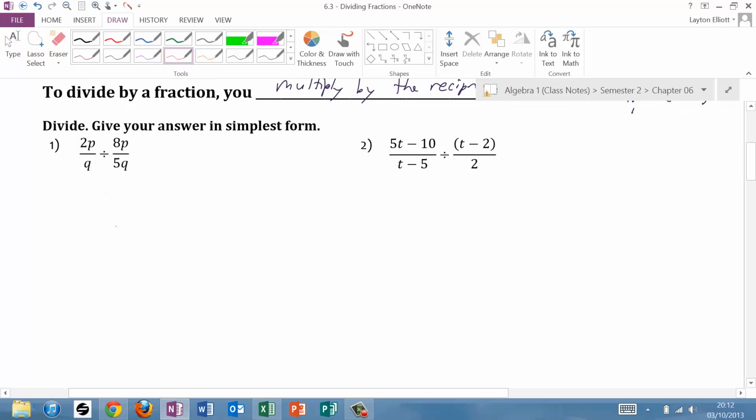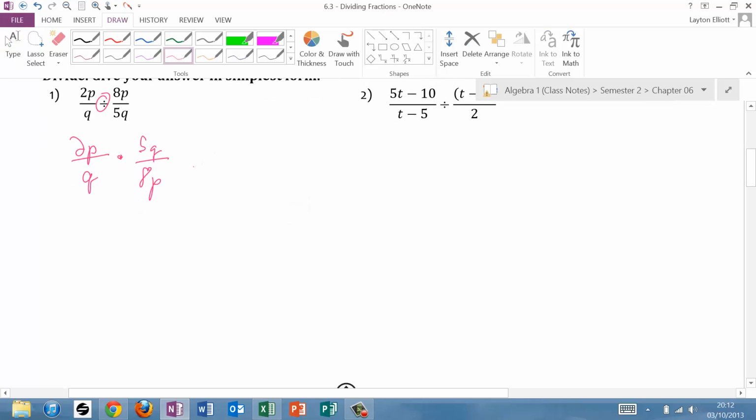Now with number 1, I'm just going to start by changing this division symbol into multiplication. So rewrite the problem, 2p over q times 5q over 8p. Looking at what we have now, I'm going to take this extra step in this first one just to remind you of what you do here. We're going to extend the fraction bar, and I'm going to write this as 2p times 5q over q times 8p. Because really that's what it means when we multiply fractions. Now, we don't need to do that step, but it's here anyway.